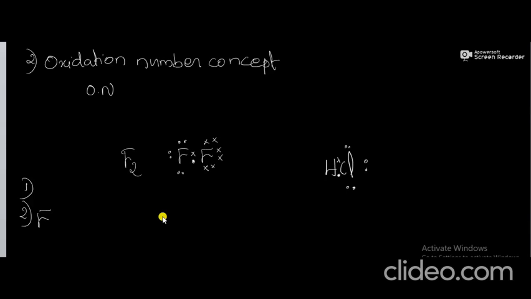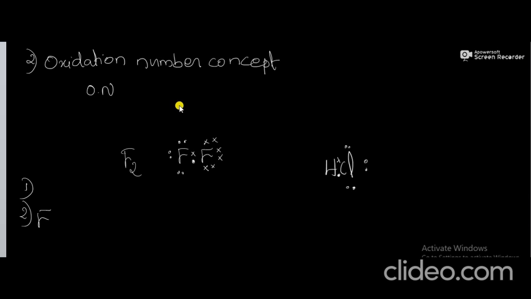Next is the oxidation number concept. What do you mean by oxidation number? It can be simply represented by ON. Oxidation number of an element is defined as the formal charge which an atom of the element appears to have when the electrons on the atom in the molecule are counted in accordance with the following rules.